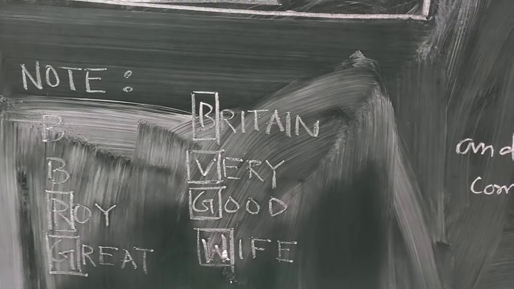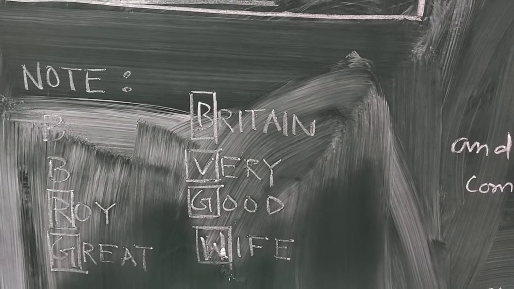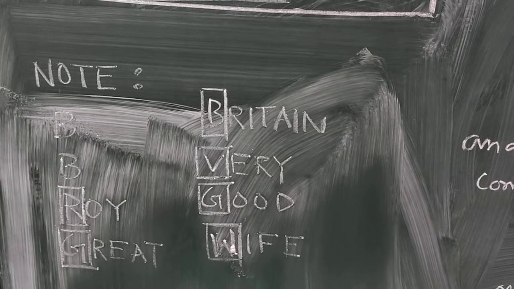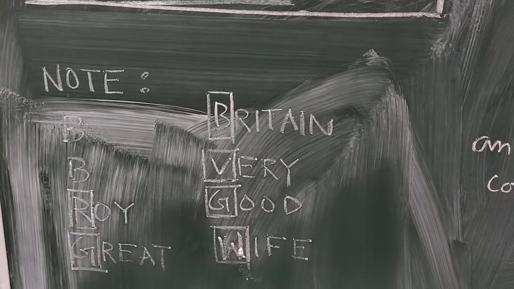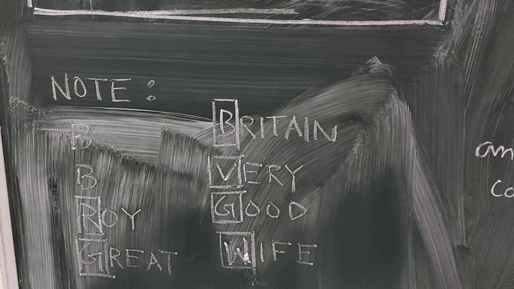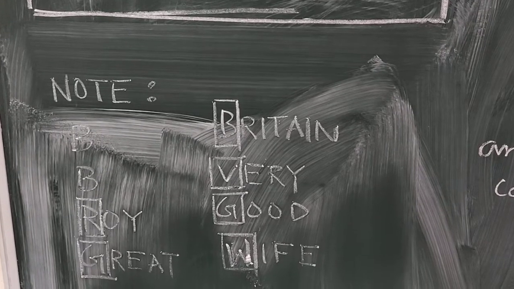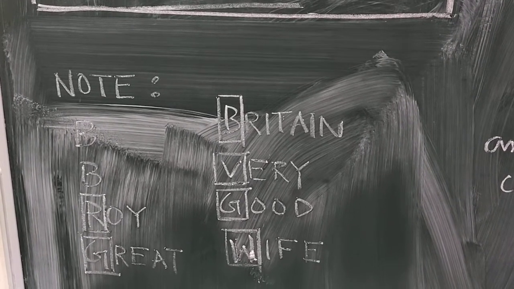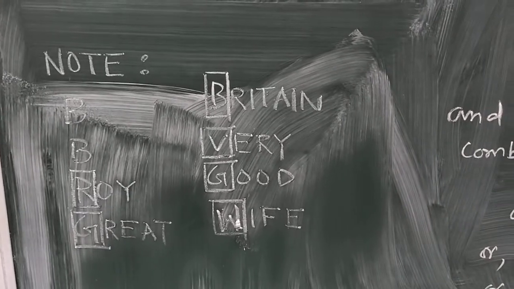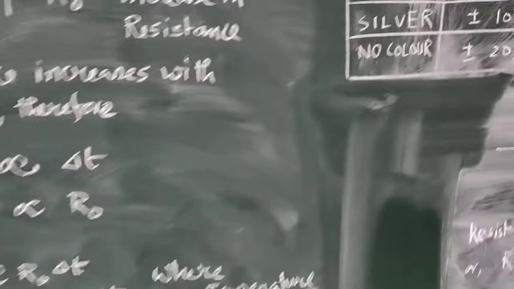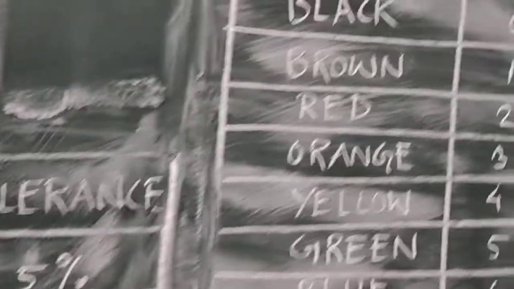So B for black, B for brown, R for red, O for orange, Y for yellow, great, G for green, B for blue, for Britain, V for violet, G for grey, and W for white. So B.B. Roy, Great Britain, very good wife. So this one you have to memorize. So it is like this.